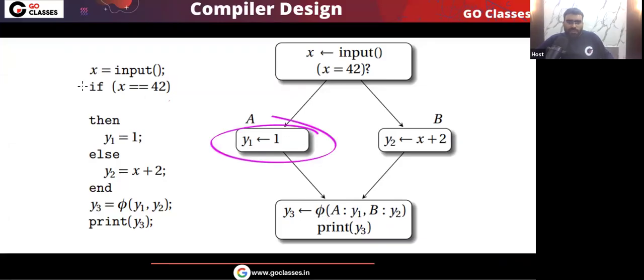Basically, you are confused about what to print here. So very simple, just use this magical function. If you are coming from this side, then you use y1. If you're coming from this side, then you use y2. You can directly put y1, y2, and that is also correct. So this is the point. Is this clear to everyone?